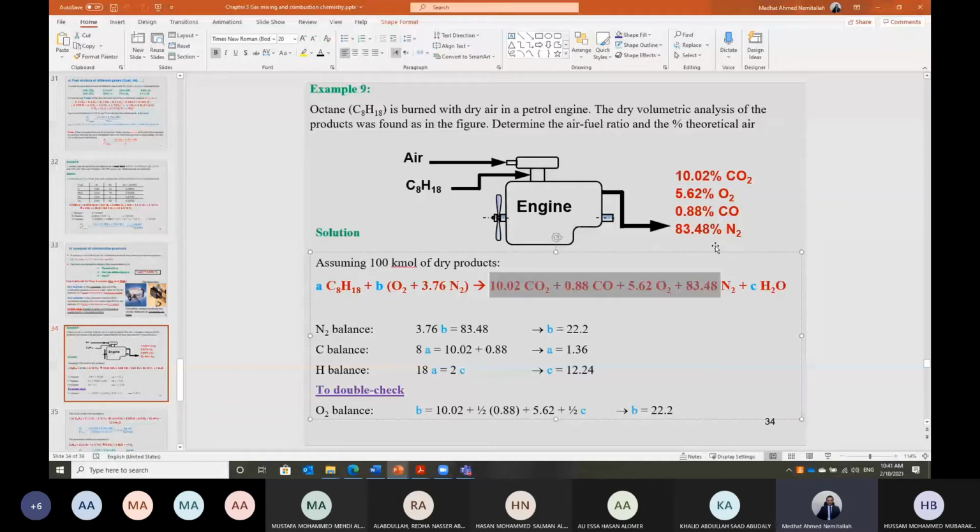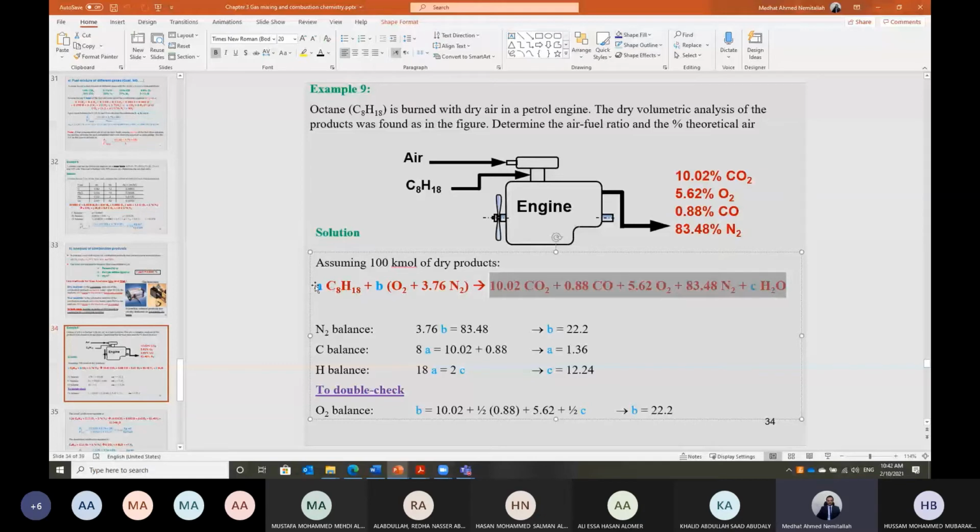In this case, I have to add H2O. There is an amount of H2O that has actually been condensed before doing this dry analysis. So we have to add here an unknown number of moles of H2O in this case. If we have 100 kilomole of this product, the fuel burned is octane, which is C8H18.